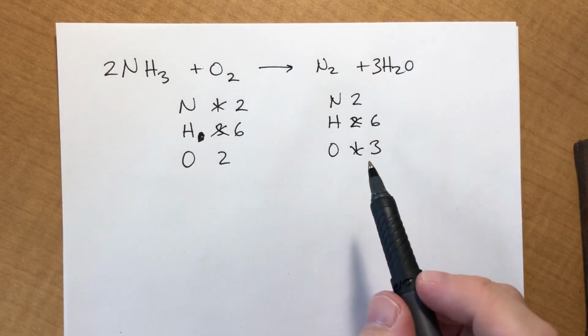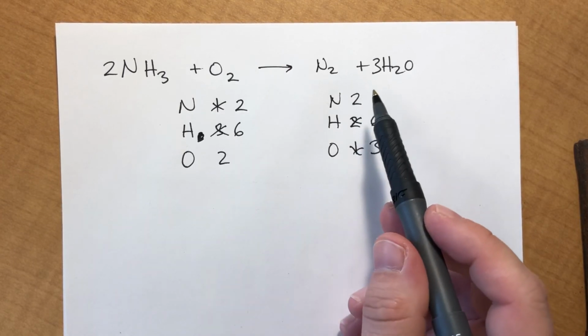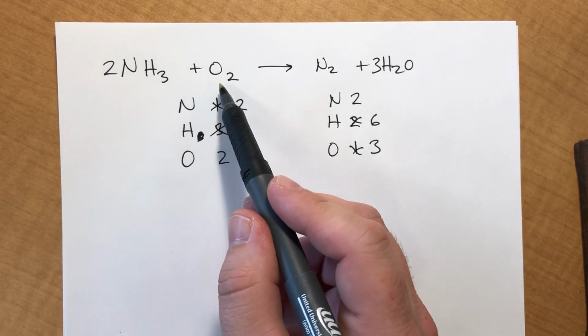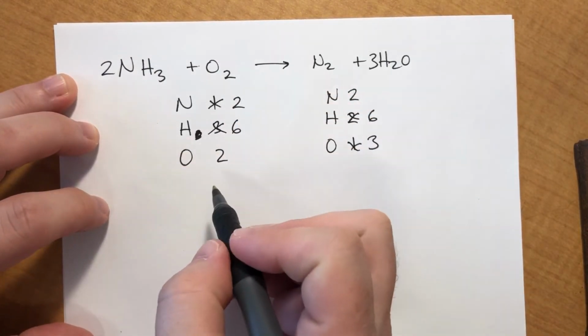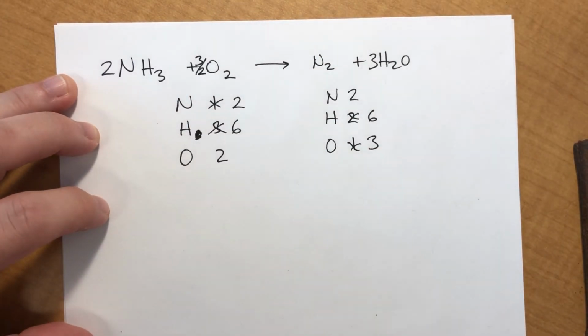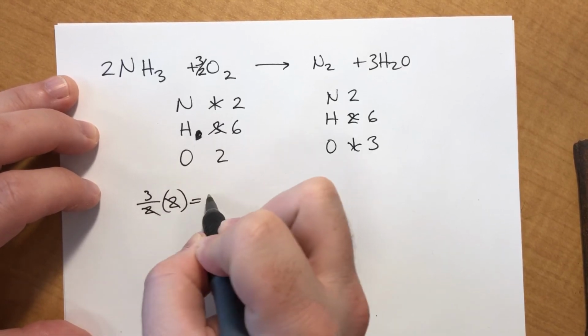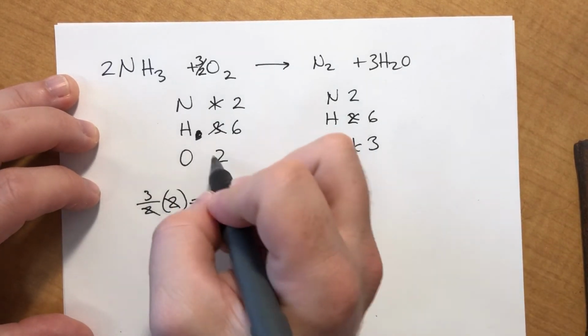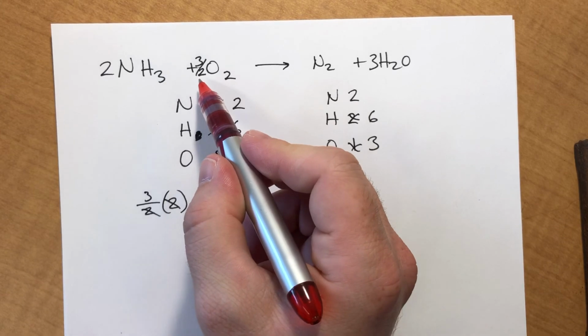Here's the problem. The nitrogens are balanced, the hydrogens are balanced, the oxygens are not. We need 3 on this side, but they only come in packs of 2. So here's the trick. This is the only trick I know out of the entire process. We need 3 on this side. I'm going to write it as 3 halves, because 3 halves times 2 equals 3. So technically this gives us 3. Here's where the problem is though. We're supposed to have nice whole numbers here, and this is a fraction.